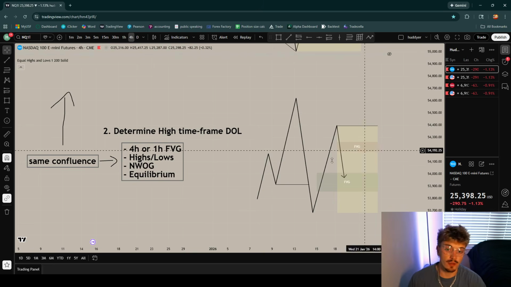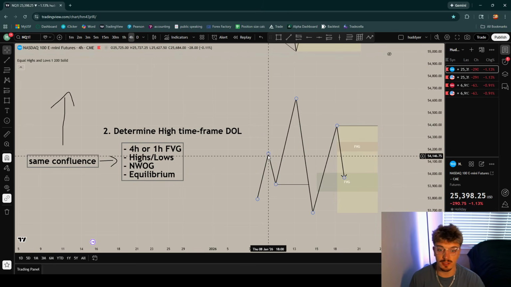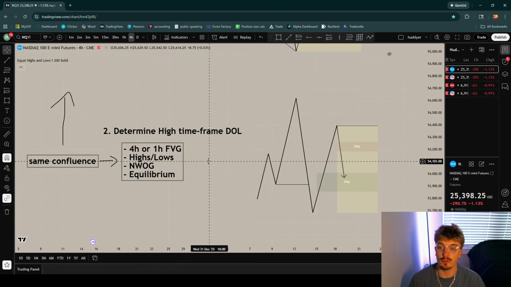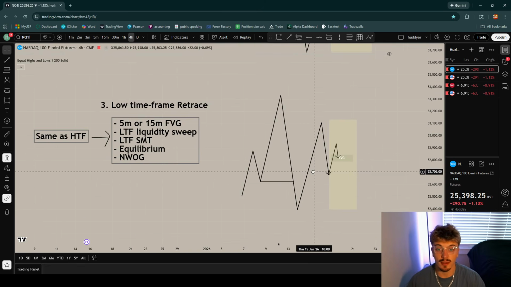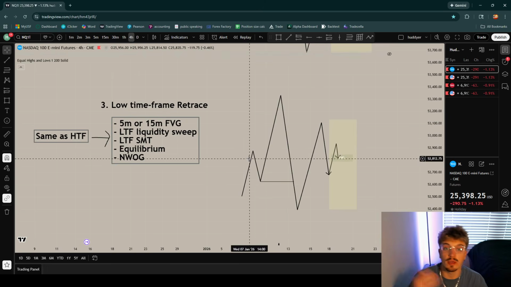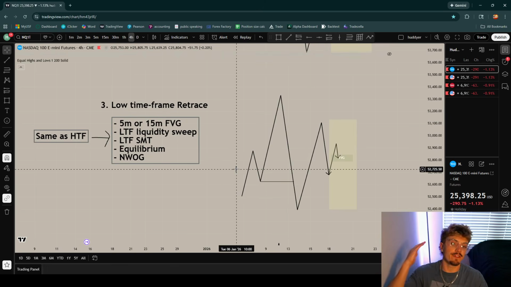That's beautiful. That's like the most confluence you could get, because you know we can sweep that high and tap into that gap in the same move. Why would we not do that? So you're stacking confluence again, having both of them, or a couple of them, as opposed to just one or the other. And it's the same thing with the lower time frame retrace. Let's say we're in equilibrium. We have an SMT. We have a 15-minute gap. We're stacking those confluences up.